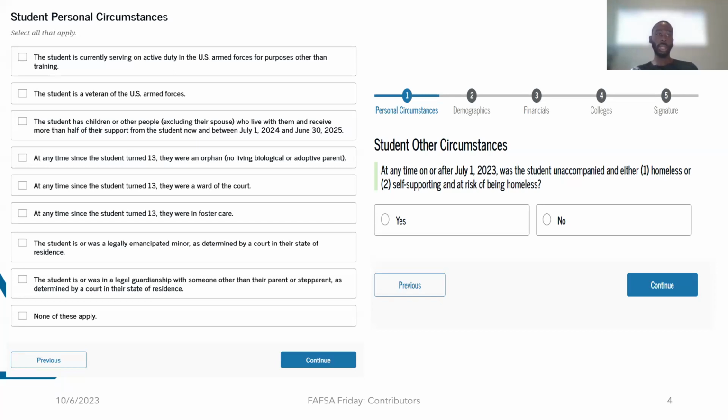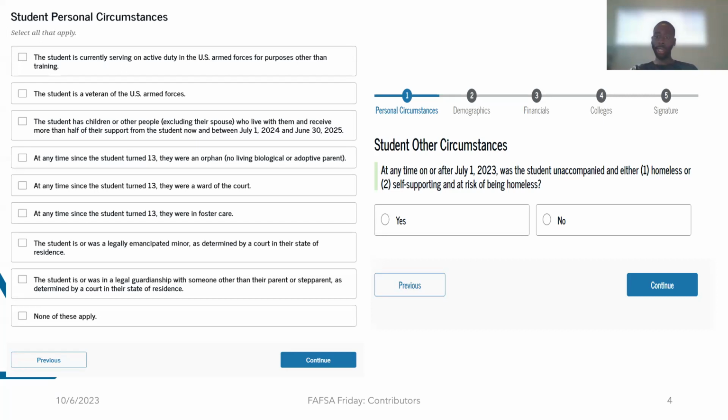I want to note on this left side here, if the student selects any of the options that exclude none of these apply, the student will be identified as an independent student. But if the student is under the age of 24 and does select none of these apply and answers no to the question on the right-hand side, as you can see, is asking, was a student unaccompanied or either homeless or self-supporting or at risk of being homeless?